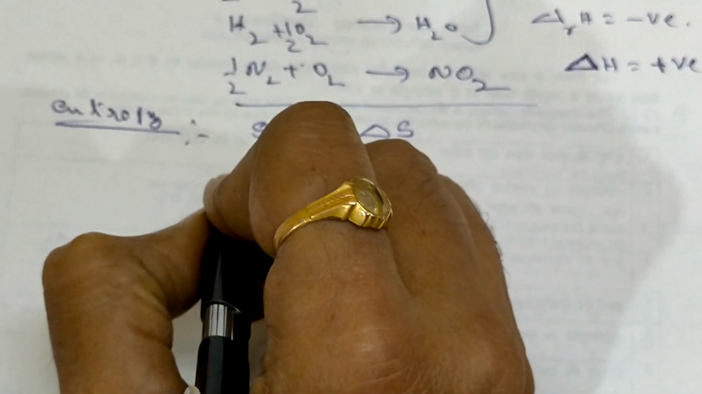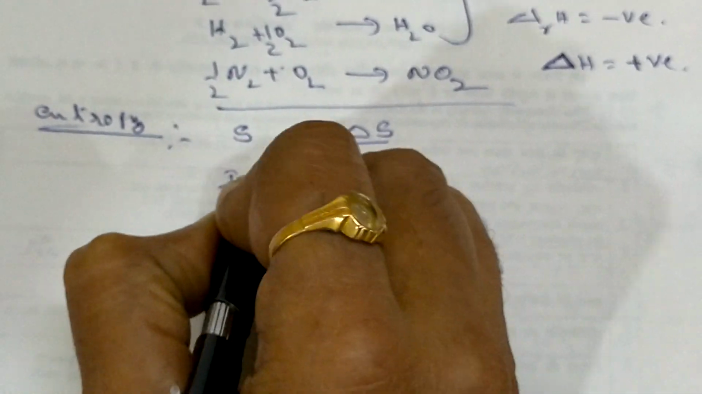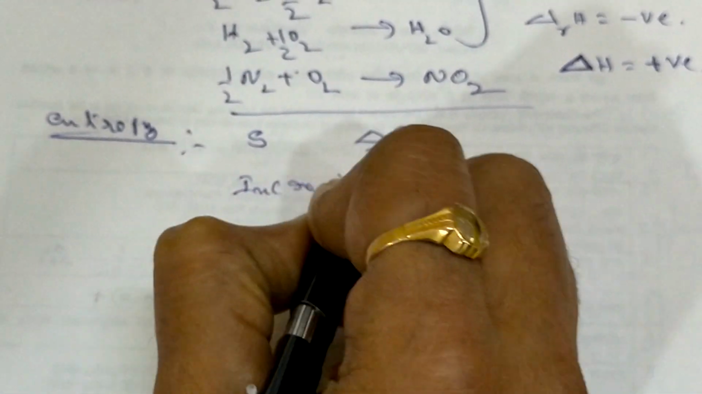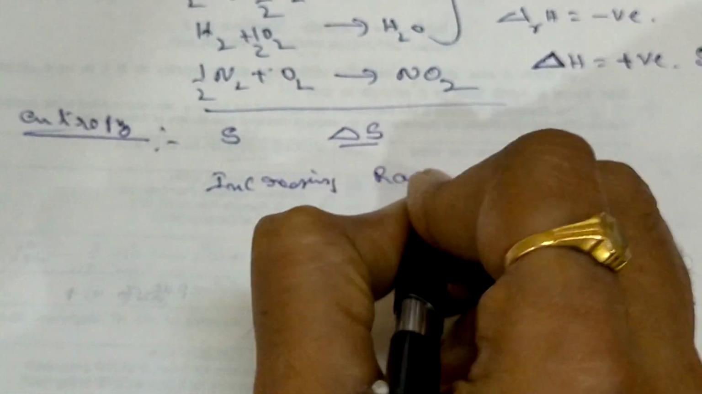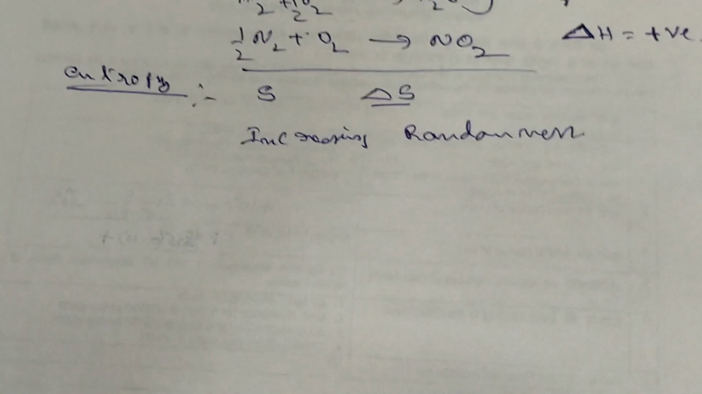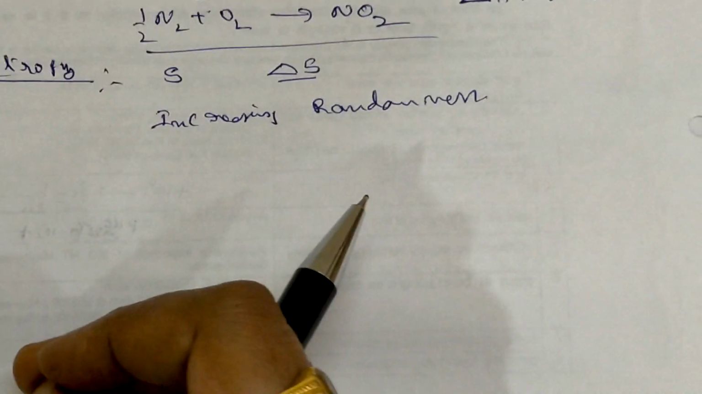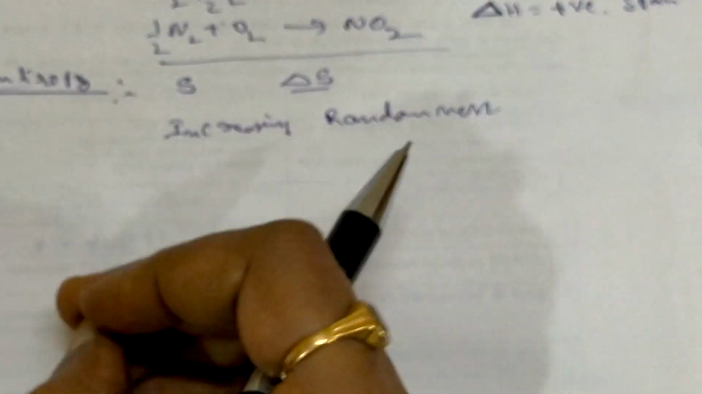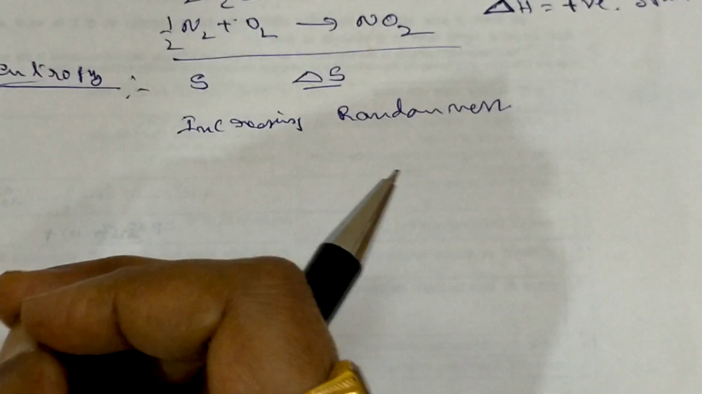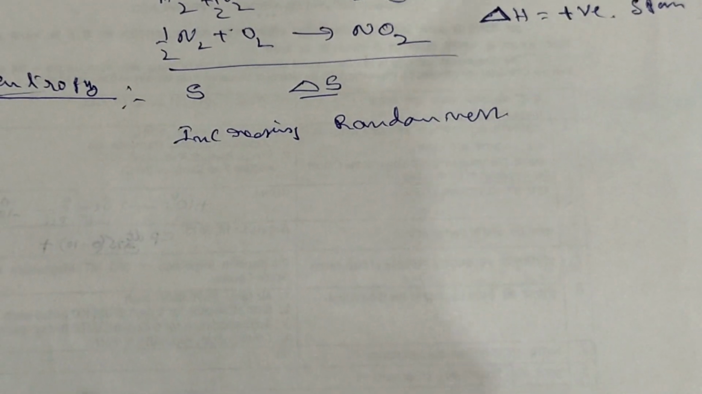Increasing the randomness is called increasing the entropy. Change in entropy we are calling delta S. So this means by giving heat to a system, its entropy is increasing, but the rate at which we are feeding the temperature to the system is also most important.